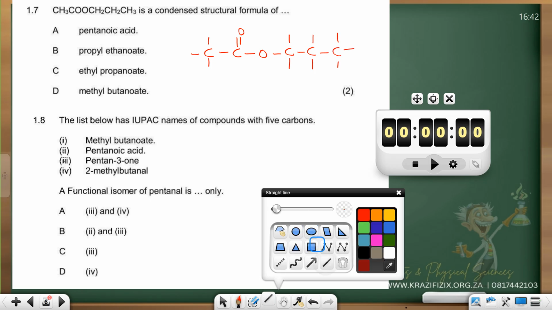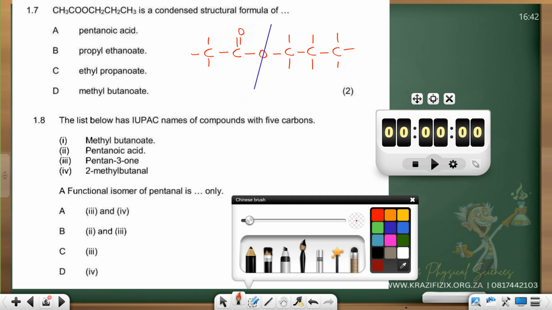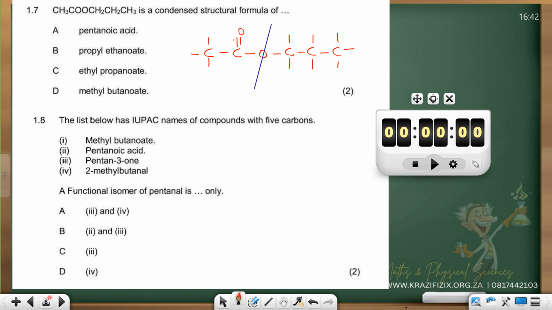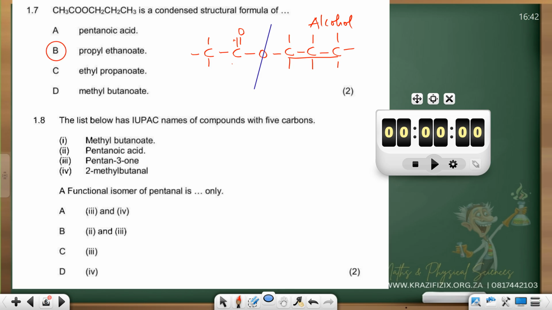To name an ester, what do you do? You split it up here. This double bond tells me it's the carboxylic side. This is the alcohol side, the one without the double bond. So it's 3, propyl. Straight, propyl ethanoate. The answer is B. So once you identify that, you just automatically pick your answer. We start with the alcohol side, prop, and it's propyl.